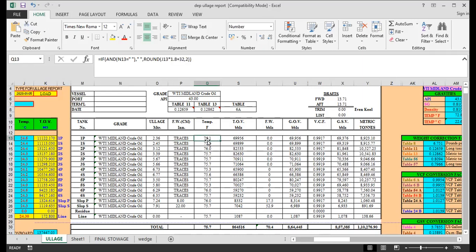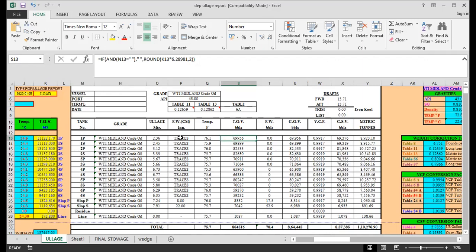Temperature, you're going to take the temperature from the tank. Then total observed volume. Basically, total observed volume is the total volume at present temperature. So this you're going to get from the ullage tables. With this ullage, you enter the ullage tables, you will get the total observed volume.